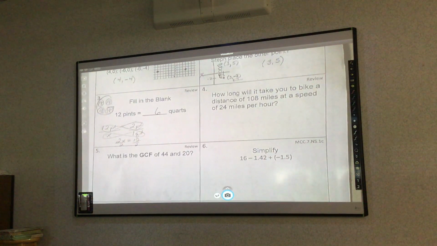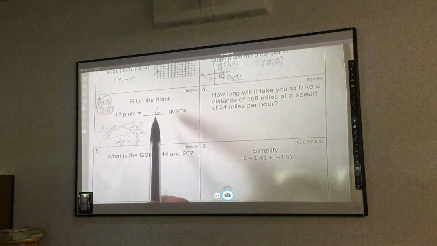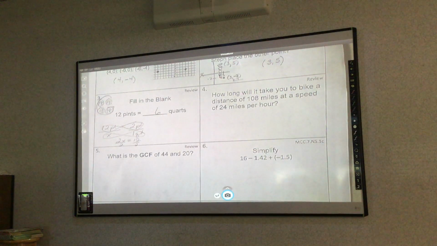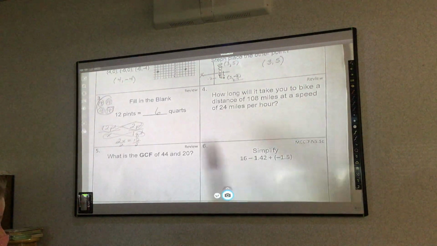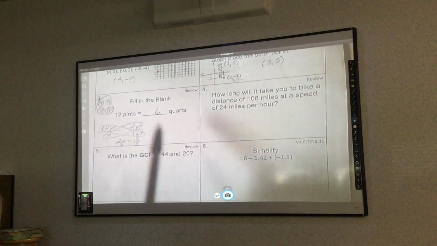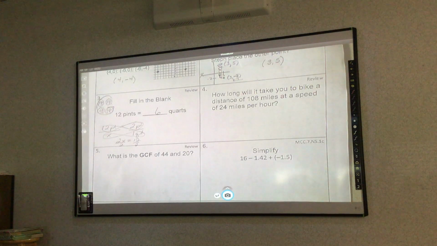Do you need to put the cross multiplier? If you got 6 quarts, that's fine. But I want you to get used to setting it up as an equivalent ratio because you're going to get problems that are a lot more difficult than this.